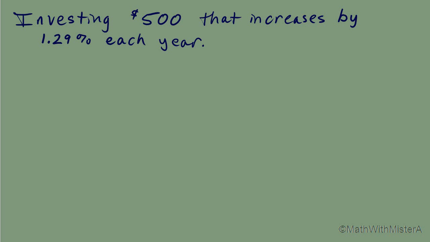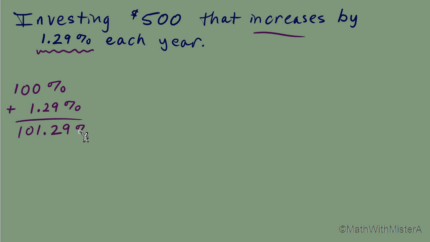Let's say, for example, that you're investing $500 and that it increases by 1.29% each year. First, we need to take this percent and see that we have an increase. So from 100%, a 1.29% increase equals 101.29%. And as a decimal, because we're about to use it in multiplication, 1.0129.